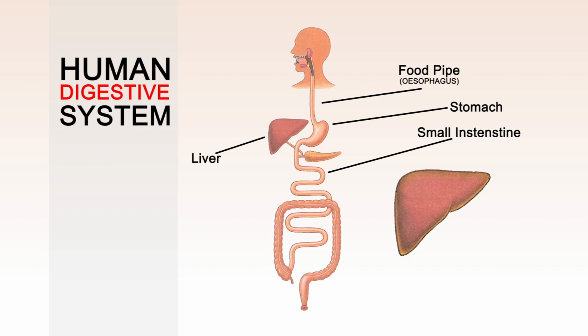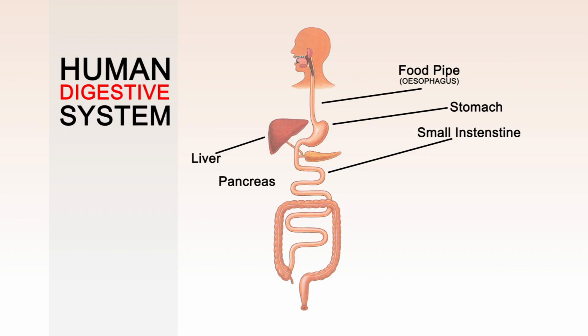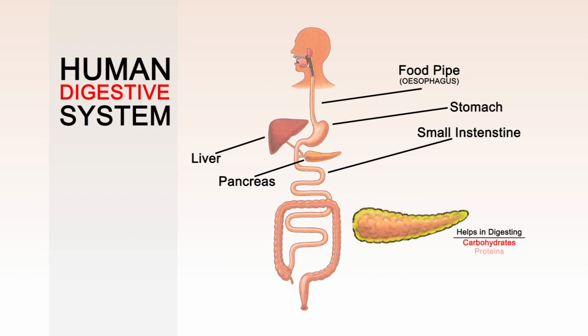Bile is pivotal in the digestion of fats. There is another organ named the pancreas, a large cream-colored gland located just below the stomach. It secretes the pancreatic juice. Pancreatic juice acts upon carbohydrates, proteins and fats and helps in their digestion.